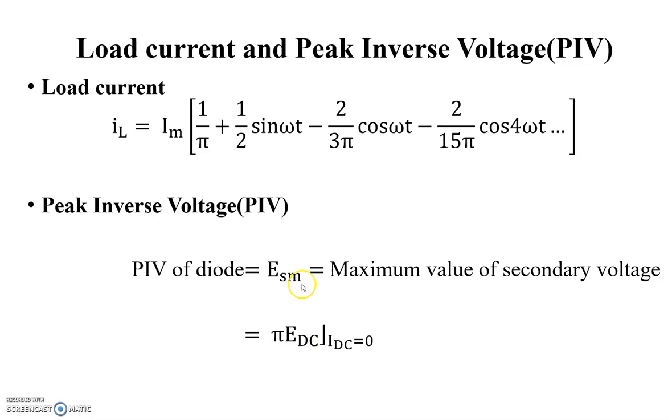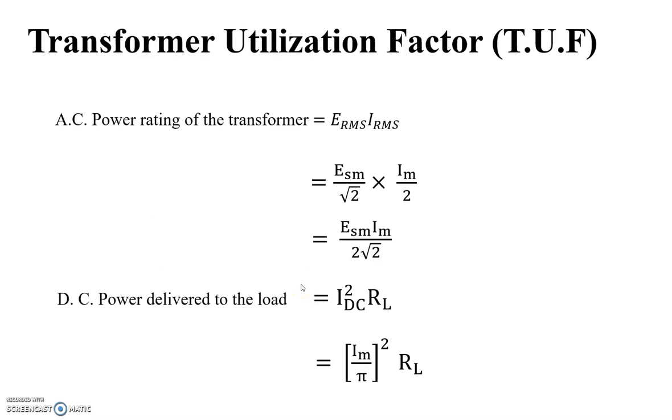So next we will move on to another parameter. It is the transformer utilization factor, TUF. So what is the transformer utilization factor? It is defined as the ratio of DC power delivered to the load to the AC power rating of the transformer. First find out the AC power rating of the transformer, which is nothing but ERMS into IRMS. What is ERMS? ESM by root 2. IRMS is Im by 2. Just substitute and simplify this. That is ESM Im divided by 2 root 2.